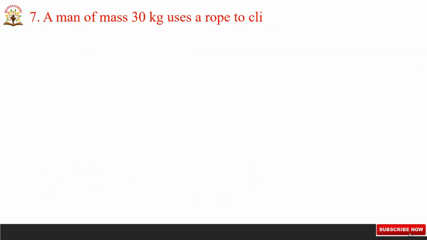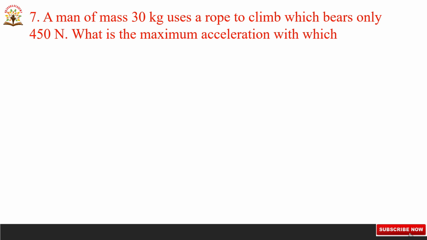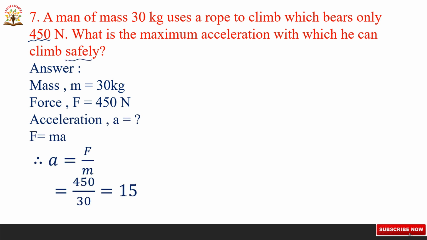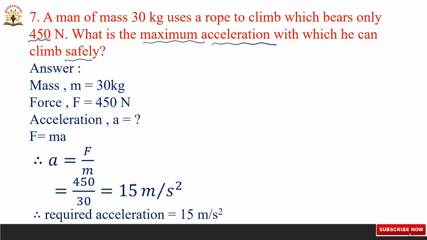A man of mass 30 kilogram uses a rope to climb which bears only 450 newtons. What is the maximum acceleration with which he can climb safely? Here we have to calculate acceleration. So now let us discuss. They given mass m is equal to 30 kilogram and force F is equal to 450 newtons, and acceleration a we have to calculate. From Newton's second law of motion, F is equal to ma. a is equal to F by m. F they given as 450 and m they given as 30 kilogram.